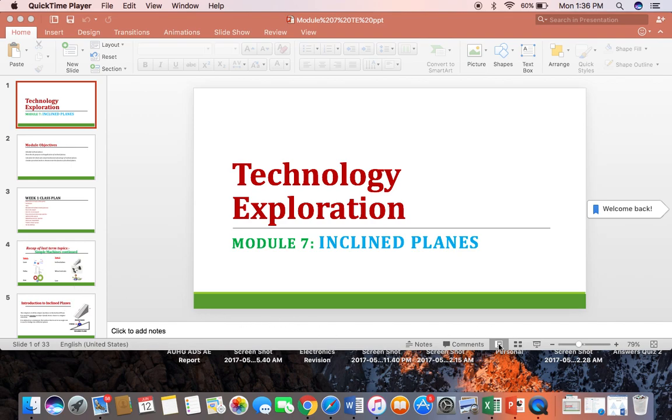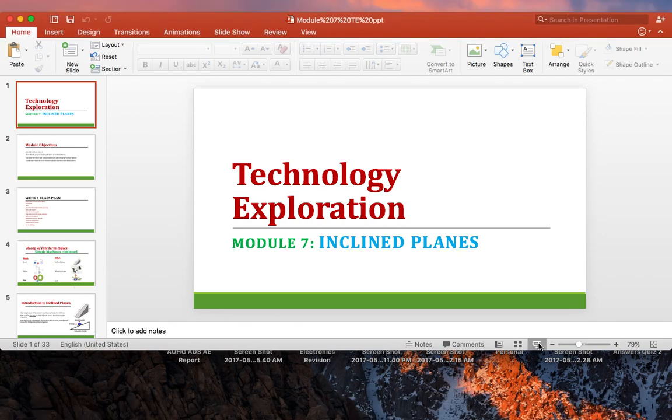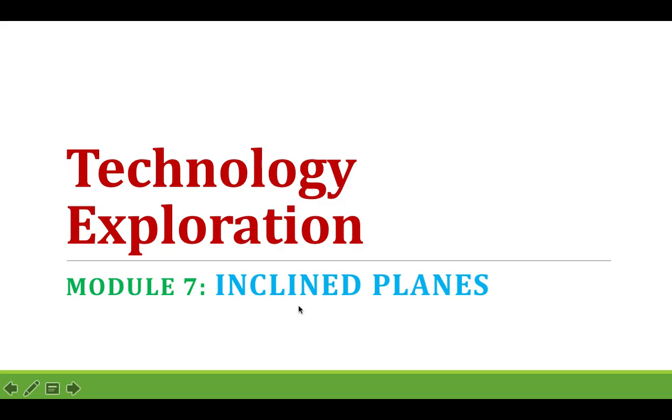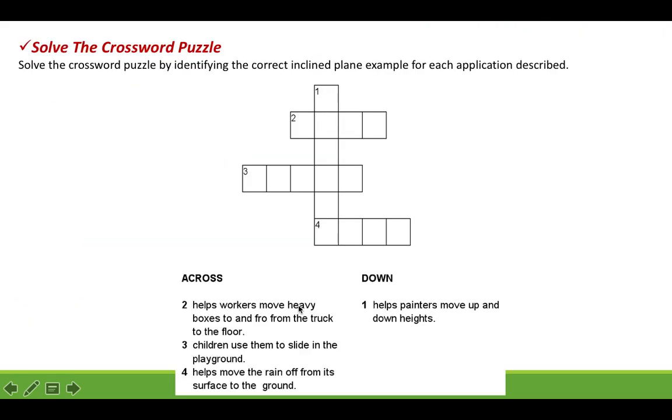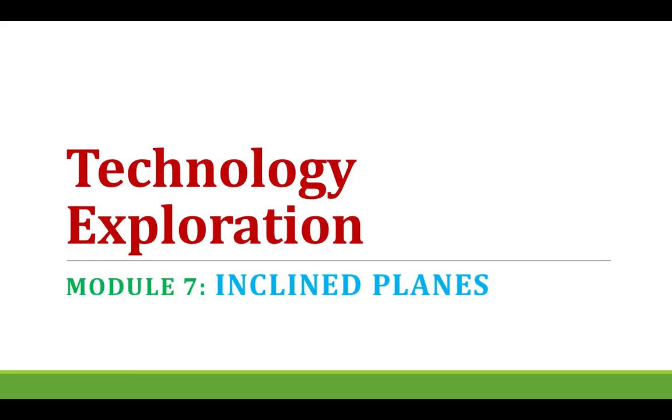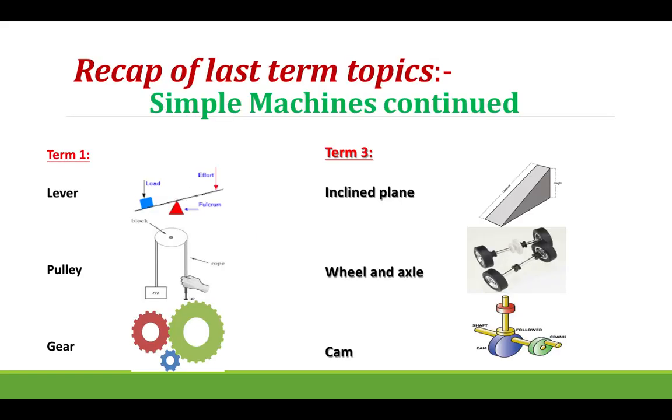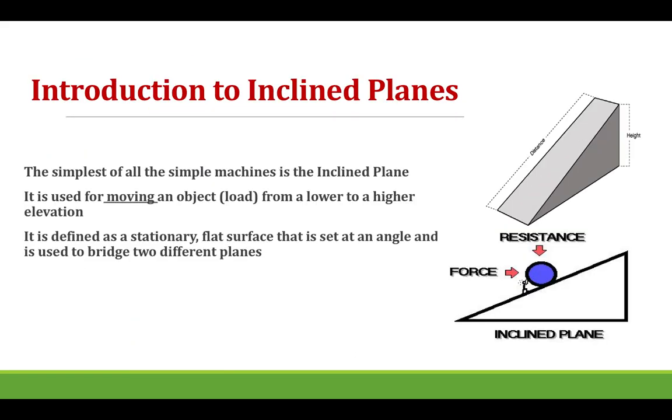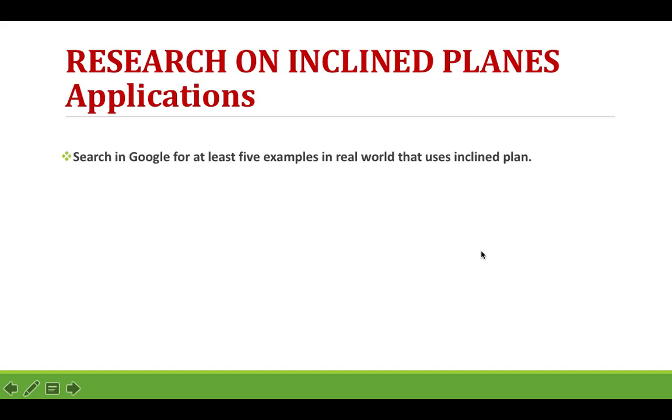So, this is the first module that we did this term, inclined planes. What is an inclined plane? An inclined plane is the simplest of all simple machines. What is it used for? It's used for moving an object from a lower to a higher elevation, from a lower height to a higher height. And how does it help?